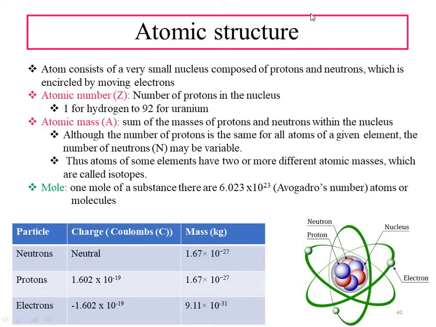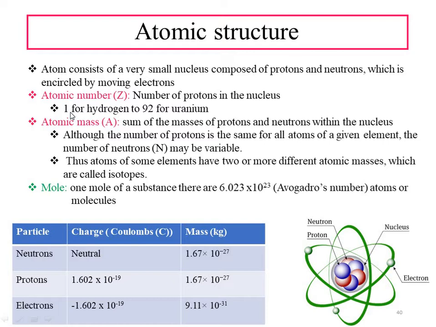Okay, so before going into this, let's see that an atom consists of a very small nucleus. This is a nucleus which is composed of protons and neutrons. This is the center mass, that is the nucleus, and the electrons encircle this nucleus. This is the basic structure which we have studied in school. Actually, there is a slight variation in the present model, which we will see.